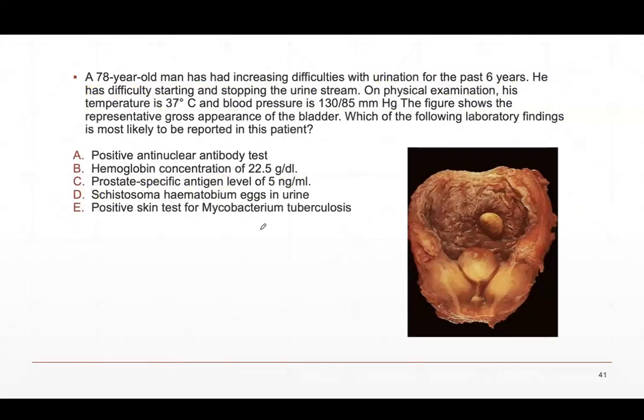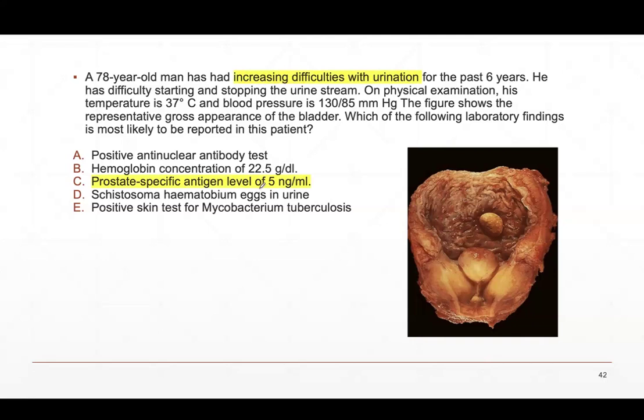Okay. Now we have a slightly older patient, a 78-year-old man with increasing difficulties with urination. See, it's getting worse. For the past 6 years, he has difficulty starting and stopping the stream, and on physical examination, temperature is normal, blood pressure is 130/85, and this is his bladder. What would you find in this patient? Excellent. C. So his PSA would be slightly high.